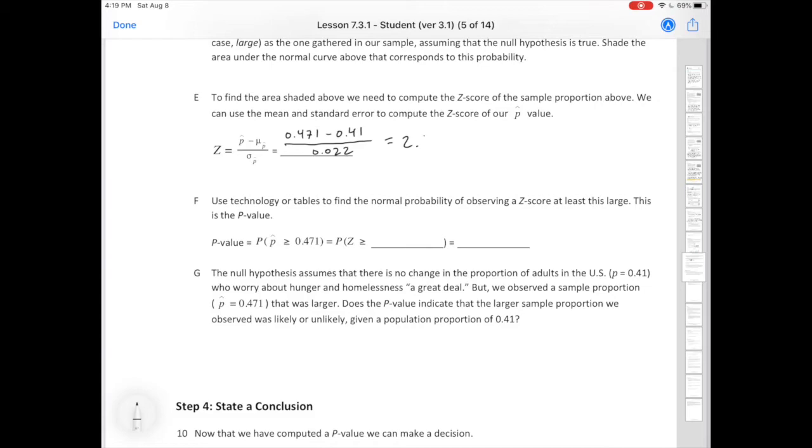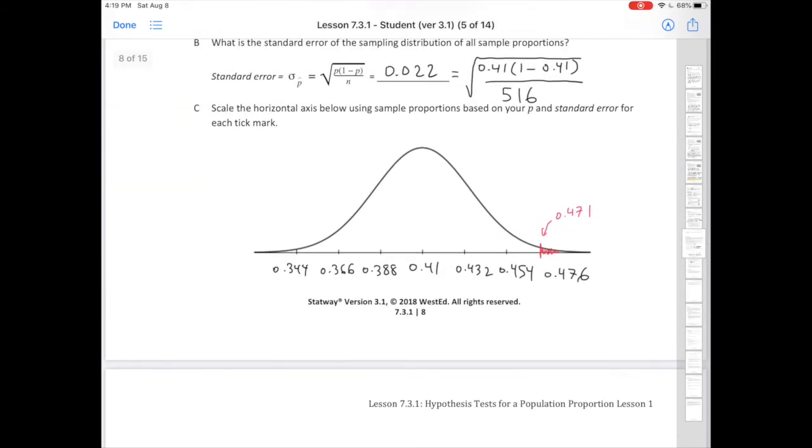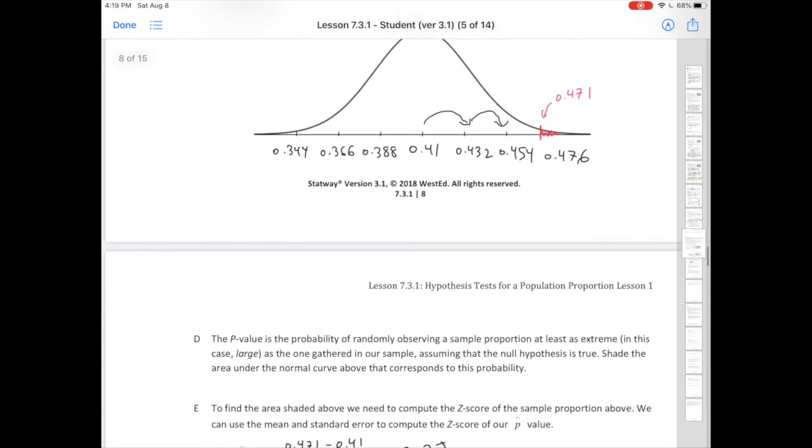2.77. Remember, this is a z-score. Don't forget what the z-score represents. So if we come back up here, that makes sense, right? Because this is 1 standard deviation, this is 2 standard deviations, and then it's almost a full 3 standard deviations above, right? That's why we got 2.77, okay?